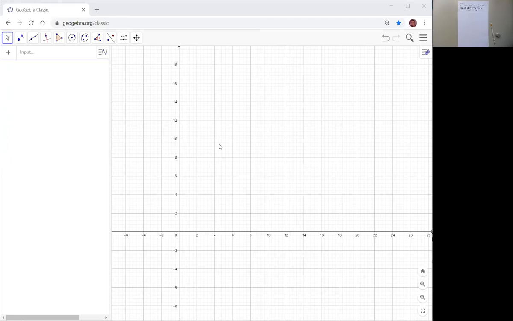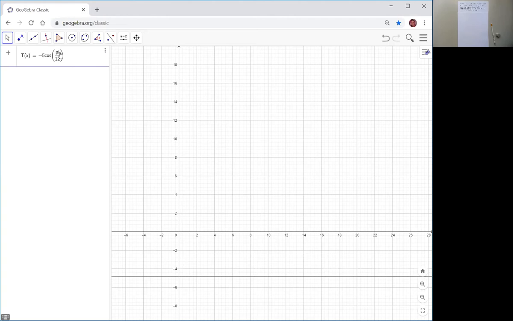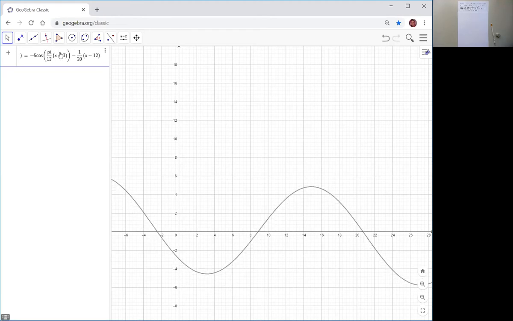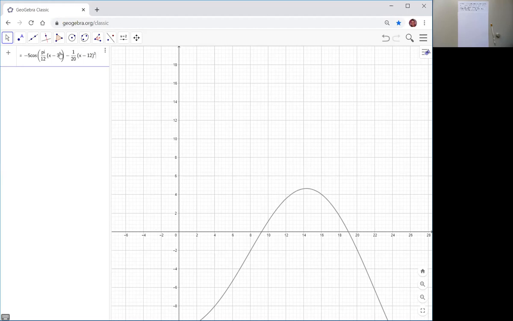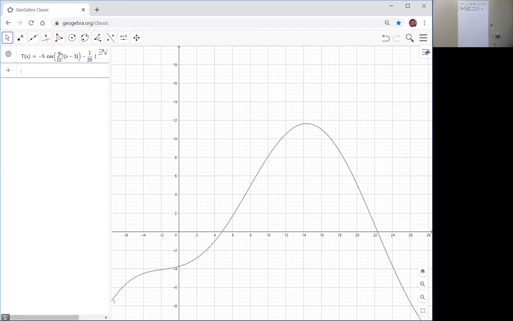This is Geogebra, and I'm just going to type in the formula. T of x is equal to minus 5 cos of pi on 12 times x minus 3, minus a 20th of x minus 12 squared plus 7. Okay, so it goes up and then down.